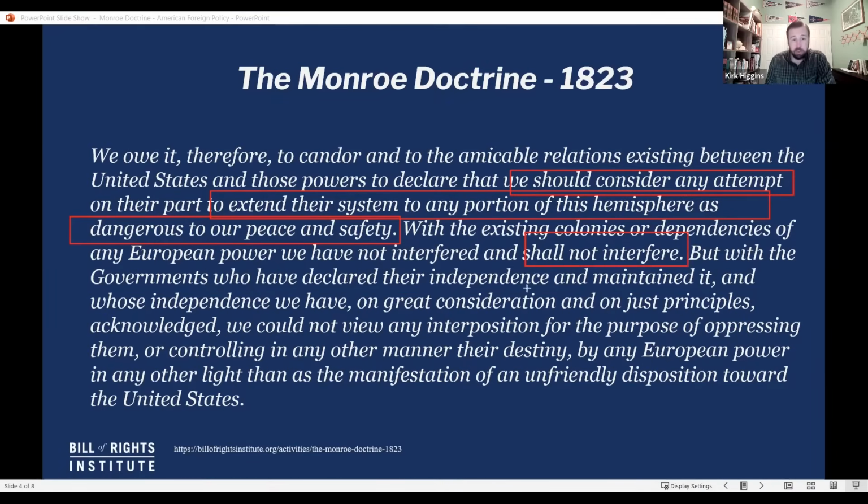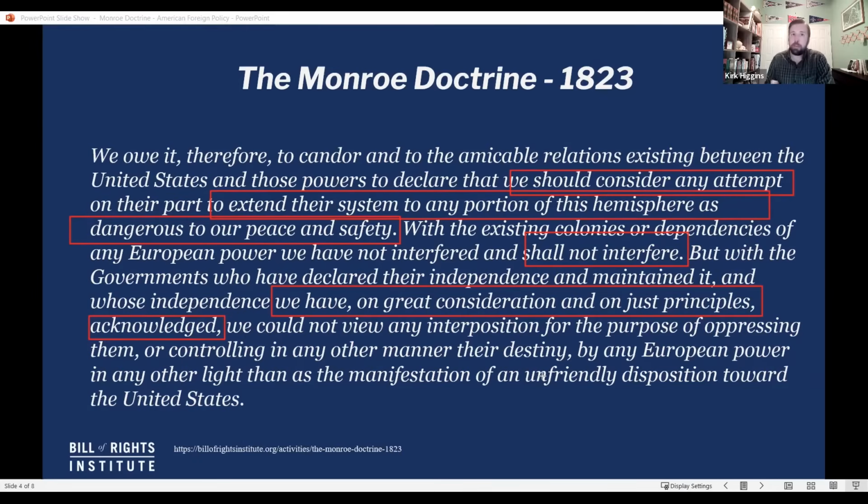But with the governments who have declared their independence and maintained it, and whose independence we have on great consideration and on just principles acknowledged, we could not view any interposition for the purpose of oppressing them or controlling in any other manner their destiny by any European power in any other light than as the manifestation of an unfriendly disposition toward the United States. So these new countries that are here, that have chosen their governments, we, the United States, have recognized, we're going to stand behind them.